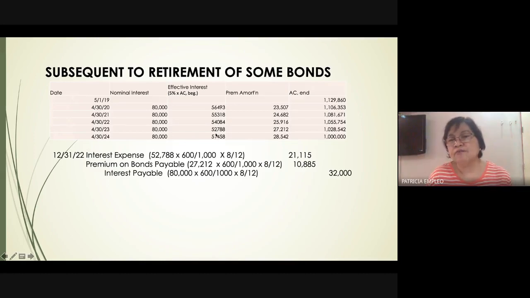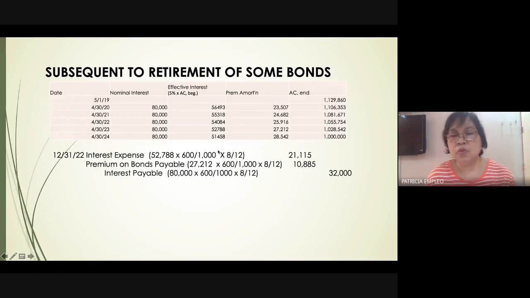That is your effective interest from April 30, 2022 to April 30, 2023 is 52,788, and your premium amortization for the same period is 27,212. Therefore, on the remaining 600,000 bonds, we debit interest expense 52,788, but this pertains to 1 million. Our remaining bond liability is only 600,000. So times 600,000 over 1 million times 8 months over 12 months, that is 21,115.